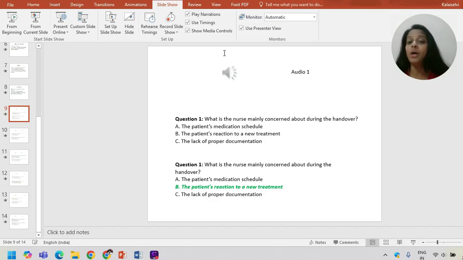And common mistakes that you need to avoid: don't get stuck on one option. Even if option A sounds right halfway through, keep listening. The right answer often comes later. And don't assume based on your medical knowledge. It's a listening test, right? Not a nursing exam or a medical exam. So you need to choose the answer that matches what was said, not what you think should happen.